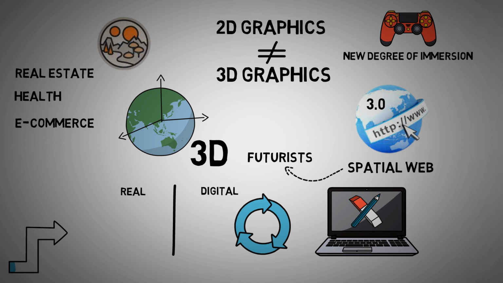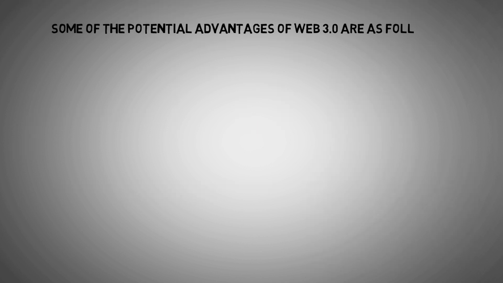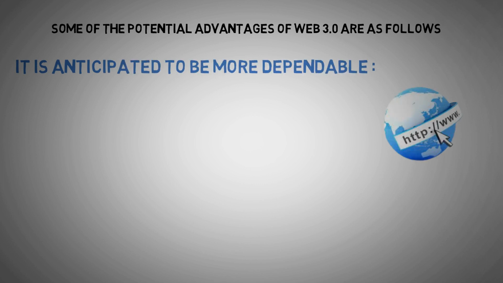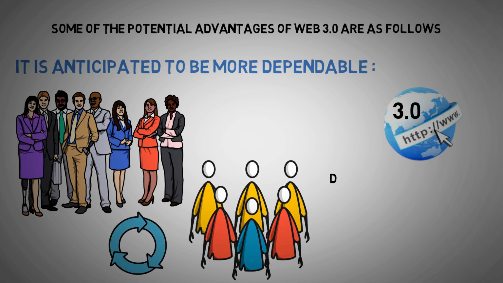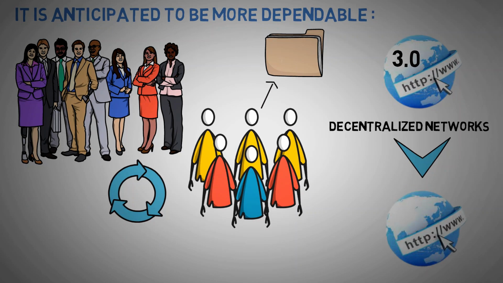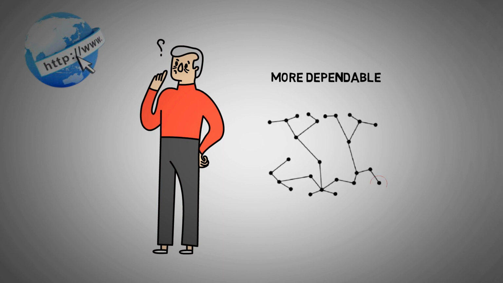Although Web 3.0 is still in its early stages, experts have compiled a list of benefits of the future generation of the internet. Some of the potential advantages of Web 3.0 are as follows. It is anticipated to be more dependable. Web 3.0 allows producers and users more flexibility in general. Web 3.0 will use decentralized networks to ensure that consumers always have control over their online data. The next version of the internet is also predicted to be more dependable due to its decentralized design, which eliminates the possibility of a single point of failure.